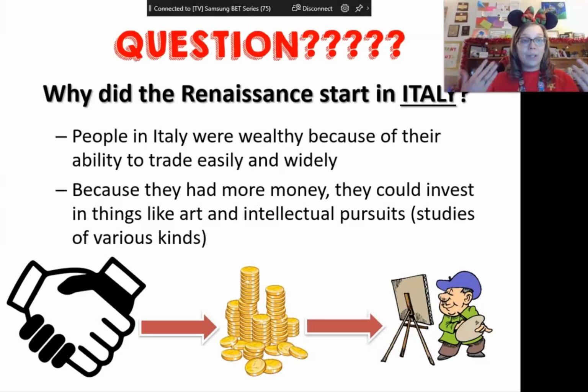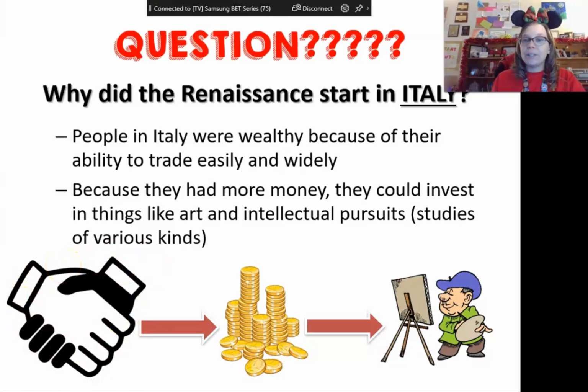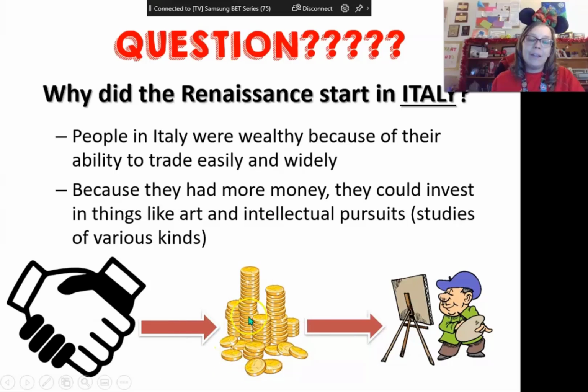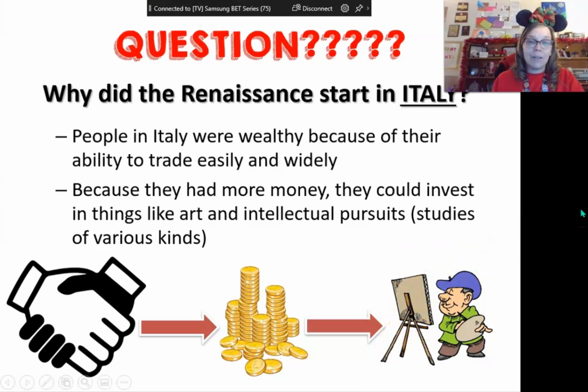Okay, so here is a different way to explain it. So in looking at these pictures, you've got people in Italy were wealthy because they were able to trade more easily and widely because they're a peninsula, right? They have all those port cities. And because of that, they have more money, they're very wealthy, and because they're so wealthy, they are able then to invest their money in things like art or intellectual pursuits, so studying different things like science, technology, philosophy, etc.